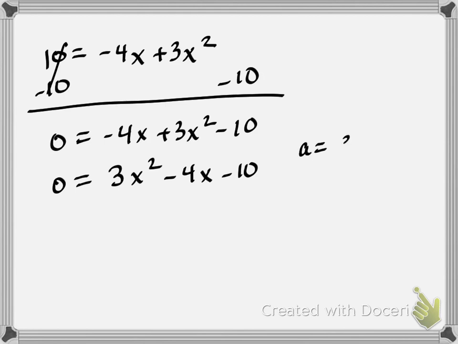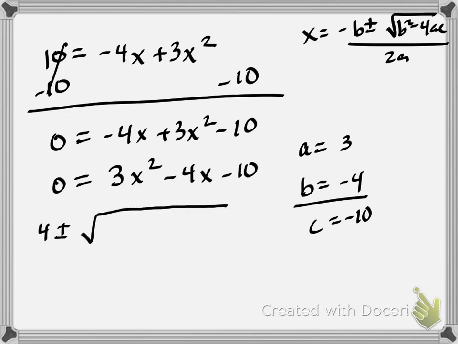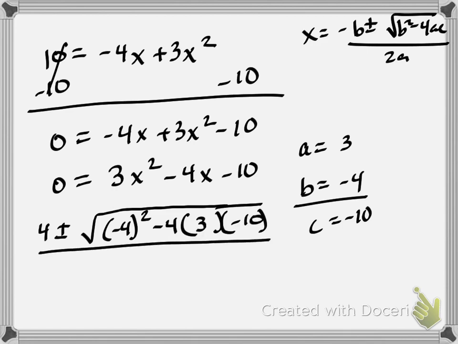And then I want to write down what a, b, and c are. So a is 3, b is negative 4, and c is negative 10. And again, I'm going to write this down because I want to have it to refer to. So I have negative b. B was already negative, so it's going to become a positive 4. Square root of negative 4 squared minus 4 times a times c. So a is 3, c is negative 10, divided by 2 times 3 is 6.